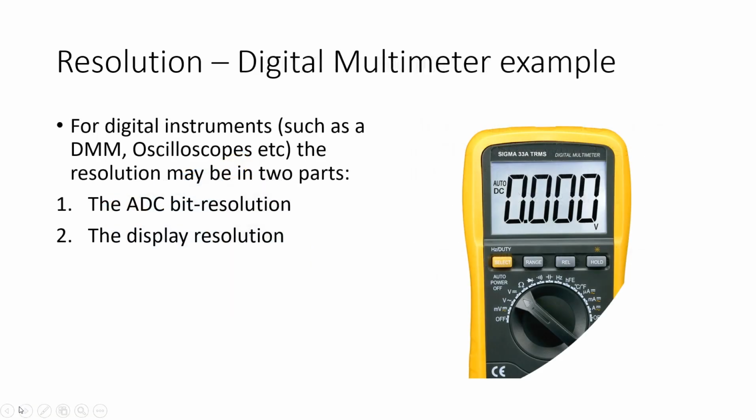For digital multimeters, we have a lot of things going on. We have 2 different resolutions. We have its ADC bit resolution, that's its analog to digital converter, and we also have the display resolution. When we talk about resolution of digital multimeters, often what we're saying is this display resolution. But particularly when we're designing digital multimeters, we have to take into account this ADC. And this is true for oscilloscopes and other measurement instruments like this.